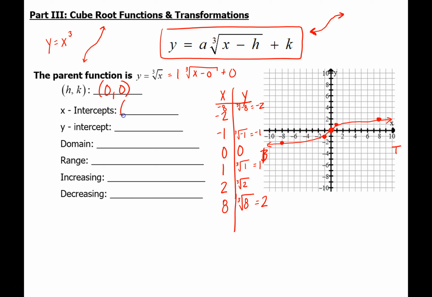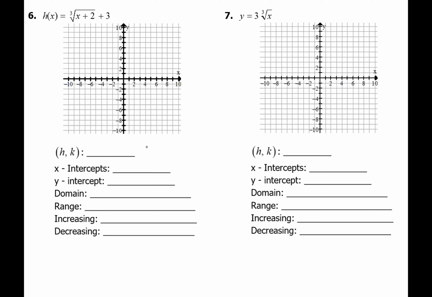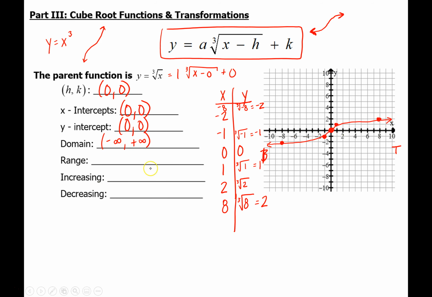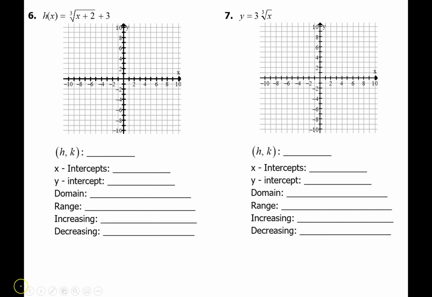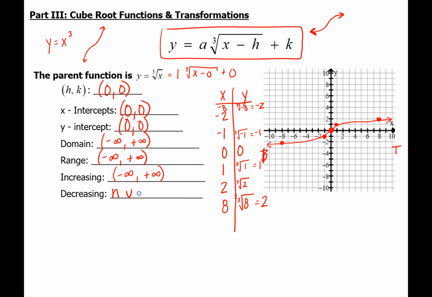Okay, so x-intercept is 0, 0, y-intercept is 0, 0. This function goes infinitely to the left and infinitely to the right, so the domain is all real numbers. Fun fact, that's always going to be true for cube root functions. The range, this side goes down forever and this side goes up forever, so that's also going to be all real numbers, and that is also going to always be true. Increasing and decreasing, it's going to do one or the other. So this graph is going uphill when I read it from left to right. So that means the increasing is happening from negative infinity to positive infinity. The decreasing is never happening.